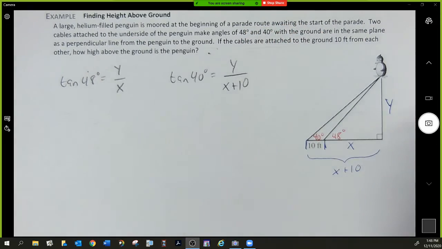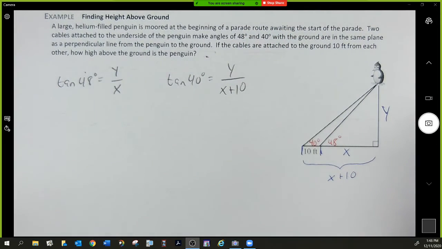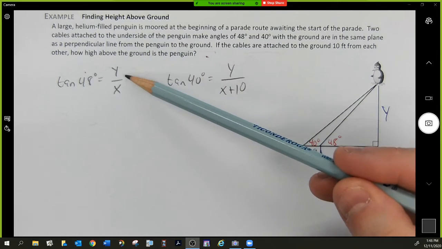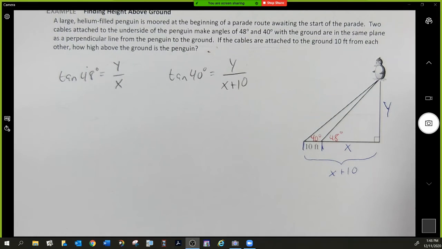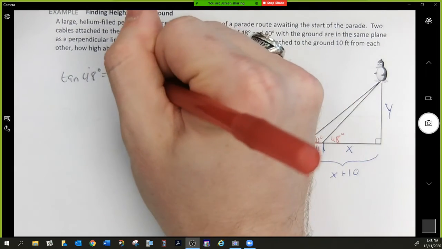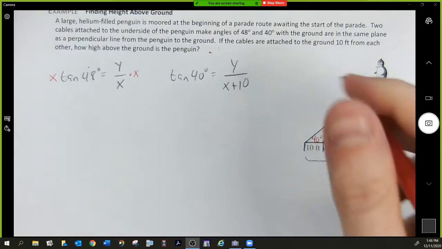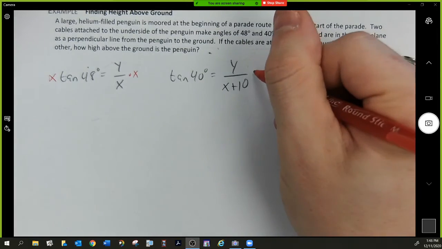So how could this possibly benefit me? Well, maybe it's because I have two variables and two equations. So it's a system of equations, and substitution's a great way to do it. You see, because I could easily solve both of these for y. All I have to do is multiply by the denominator. So for this one, I'll multiply by x on both sides, and this one, I'll multiply by x plus 10.